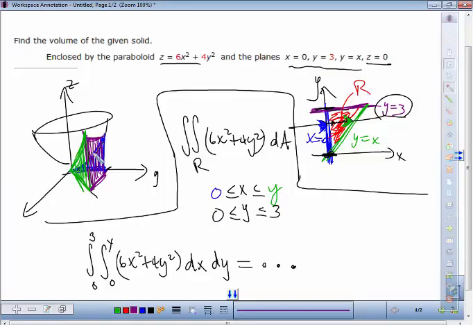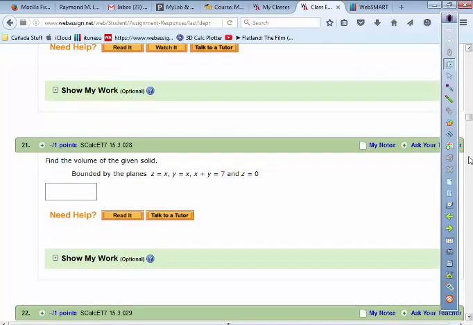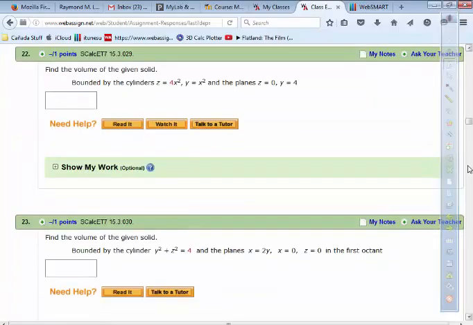All right, so that's one of them. Let's try another one. So there's a problem bounded by a bunch of planes, cylinders and planes. Let's try the cylinders and planes, number 22.